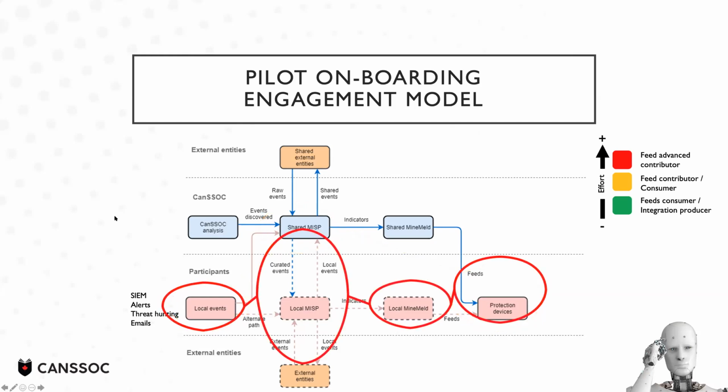And then the highest level of effort, for an advanced contributor, is that an organization may decide to put in their local MISP and their local MindMeld, consume the feeds, and act exactly as CanSSOC, being one that is providing them with information. However, this is infrastructure that you have to maintain. This is infrastructure that you need to master. So unless you're really planning to leverage those local MISPs for things that you don't see CanSSOC being able to provide, we would advise that maybe you want to save yourself the hurdle of doing this.